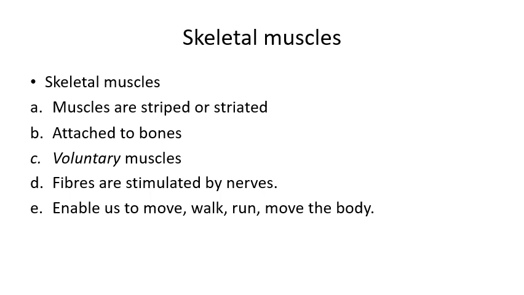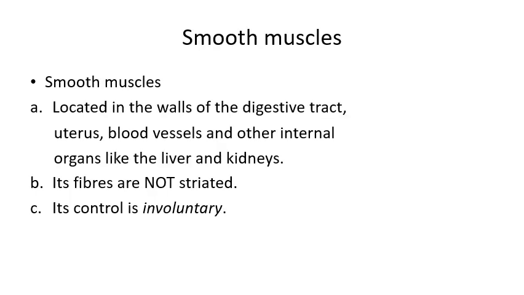Smooth muscles. Smooth muscles are located on the walls of our digestive tract, uterus, blood vessels, and other internal organs like our liver and kidneys. Their fibers are not striated, not striped. They are smooth. And their control is involuntary.